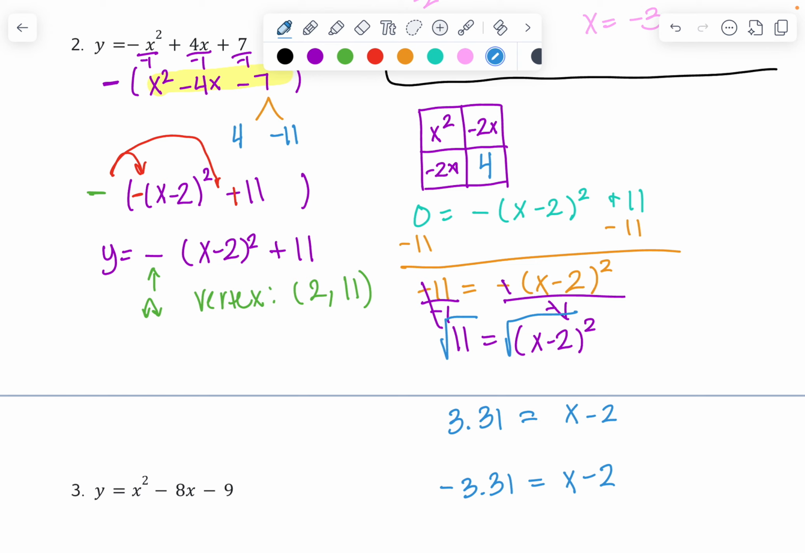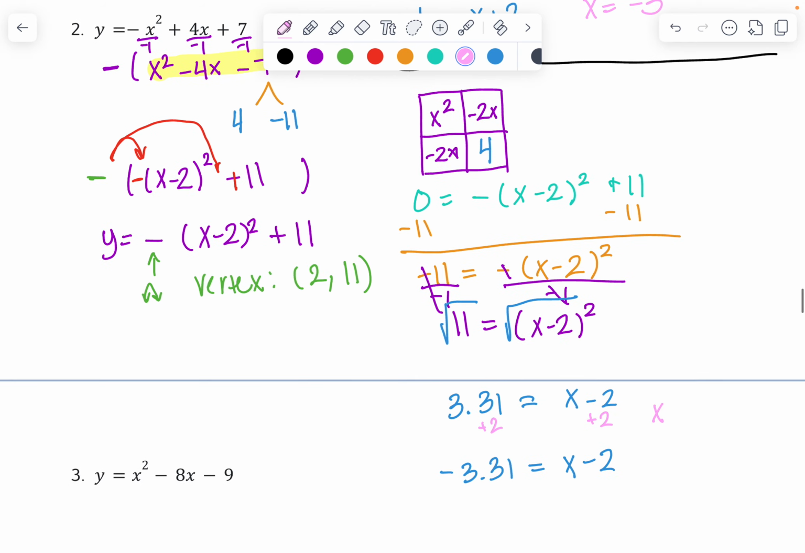All right, last step is to solve our equation. So add 2 and we get 5.31. If we add 2 here, we'll get negative 1.31. And those would be our x-intercepts.